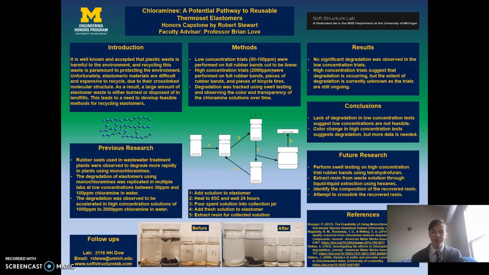Hello, my name is Robert Stewart, and my capstone project focused on attempting to recycle elastomers through the use of chloramines. A little bit of background on how I got my project.